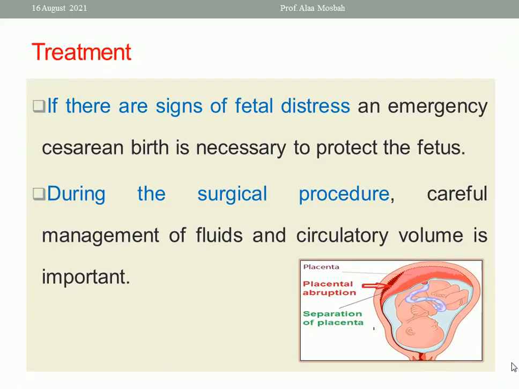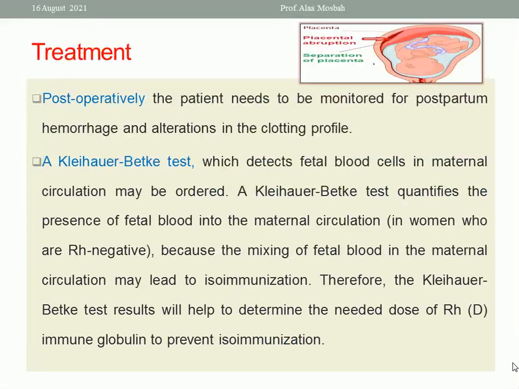If there are signs of fetal distress at any time, an emergency cesarean birth is necessary to protect the fetus. During the surgical procedure, careful management of fluids and circulatory volume is important. Postoperatively, the patient needs to be monitored for postpartum hemorrhage. She is liable for atonic postpartum hemorrhage, very important, and also for bleeding tendency due to coagulopathy.